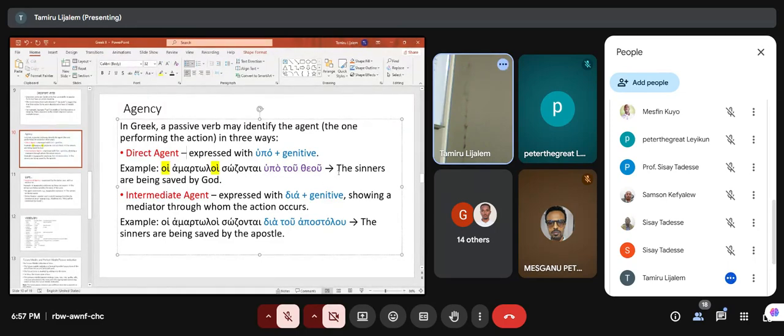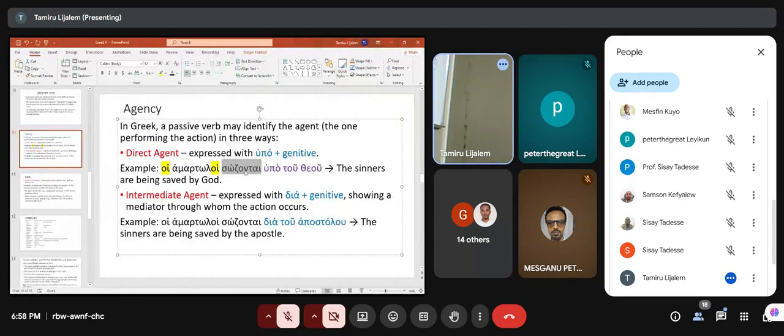So in Greek, we have two types of subjects. We are practicing in this translation, and you have to look carefully at why. This one is an article. Hamartoloi is a noun. This is noun and article. Sozontai is a verb.